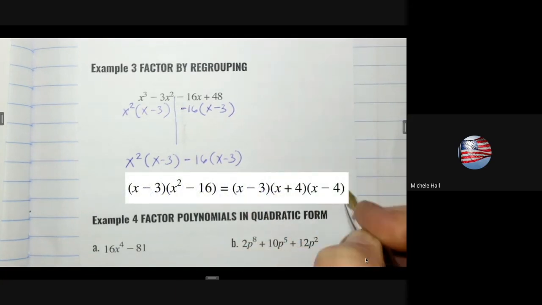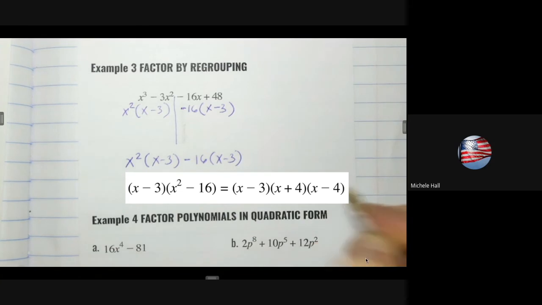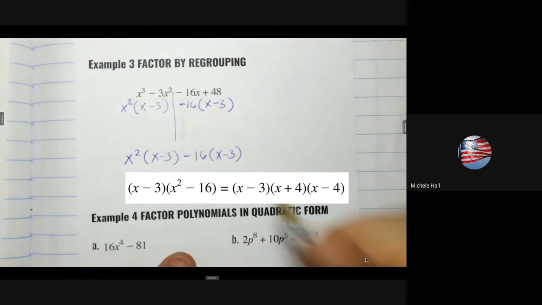Difference of squares means you're going to have exactly the same thing in both parentheses, but you're going to have a sum and difference to have no middle term. Final answer.